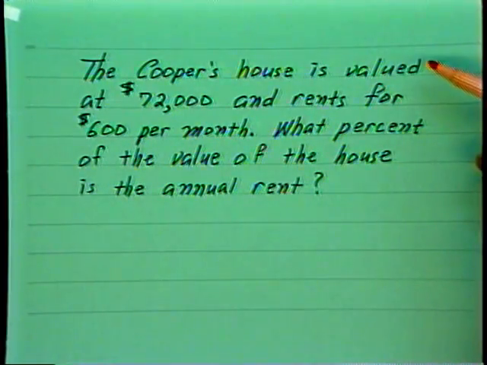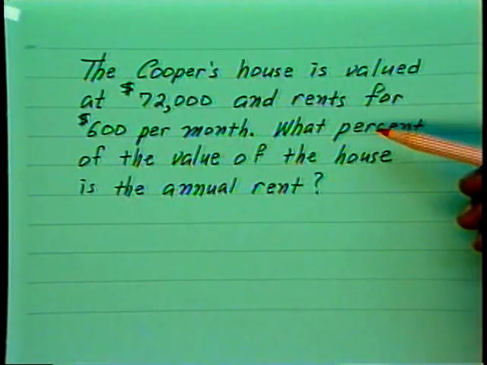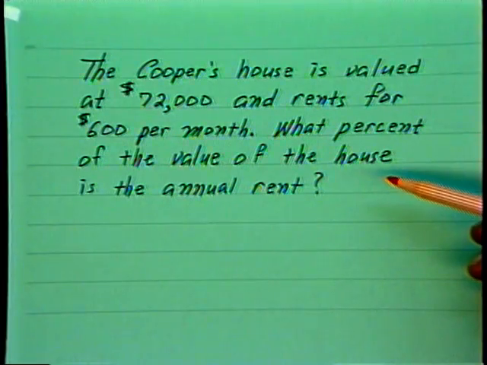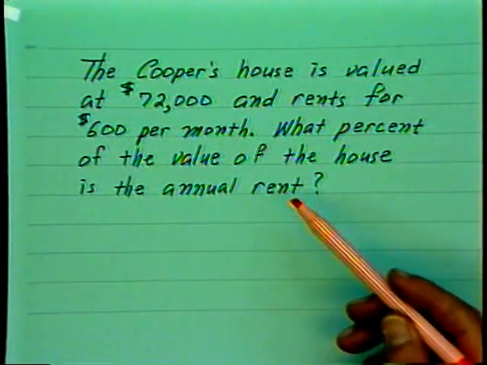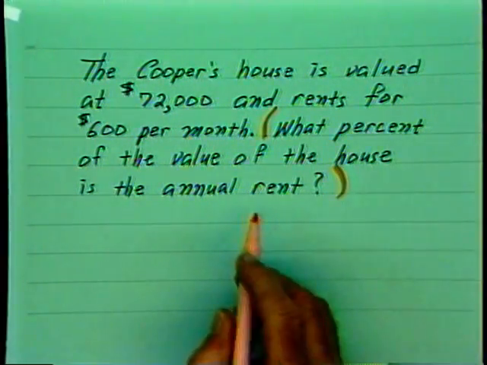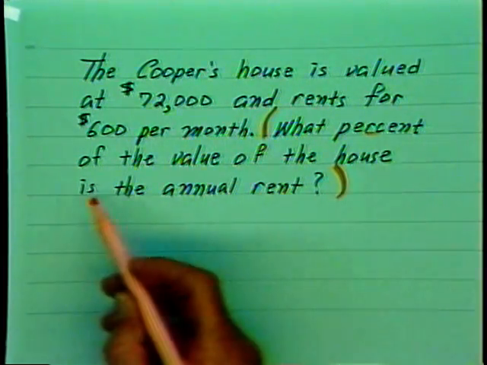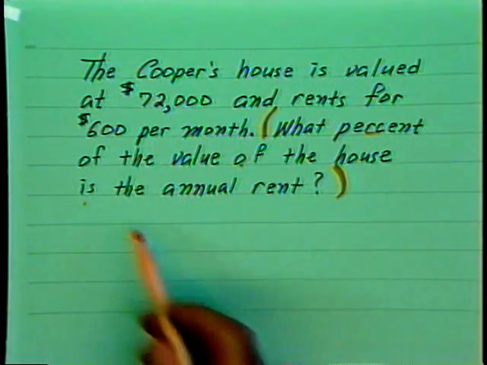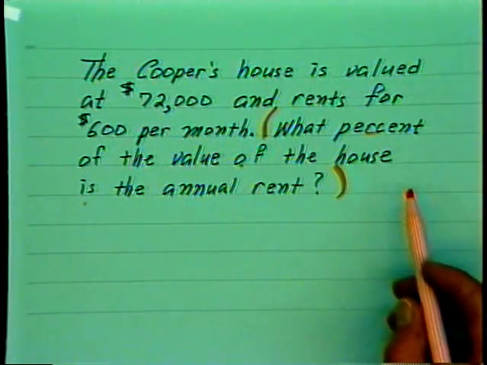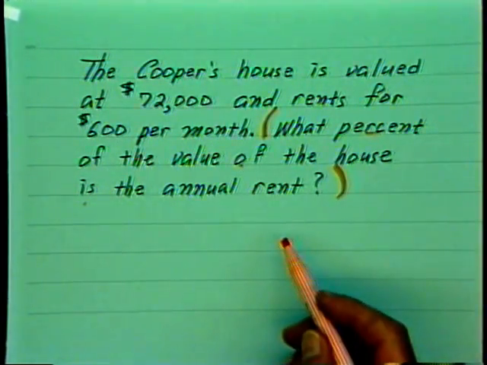So let's try this one. The Cooper's house is valued at $72,000 and rents for $600 per month. What percent of the value of the house is the annual rent? Very often, if you're reading carefully, when you get to the point where they're asking you for something, you find that already is a percent of an is. So let's begin to read this very carefully and see which of its words we can replace by numbers from the previous sentence or sentences.